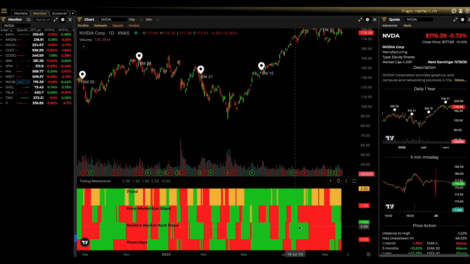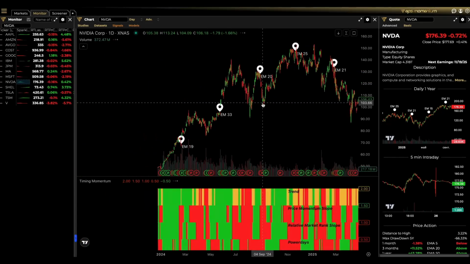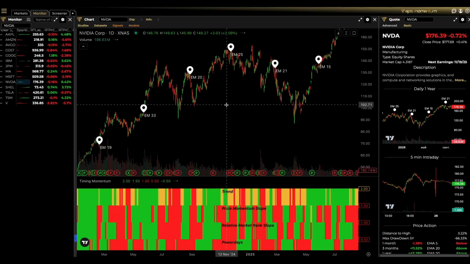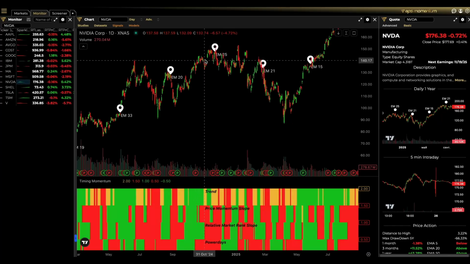This is a percentile ranking from 0 to 100 that compares each stock to the broader market over 4 time periods: the past month, the past 3 months, the past 6 months, and the past year. When the signal is green, the stock is in the top ranks, showing strong demand and consistent buying pressure.